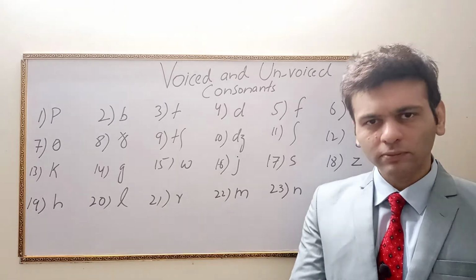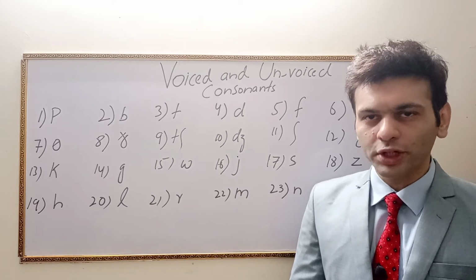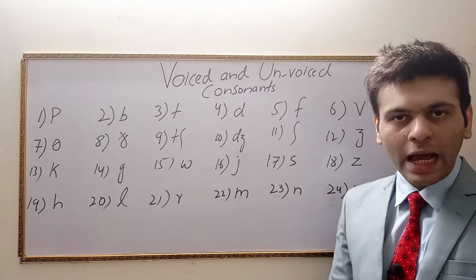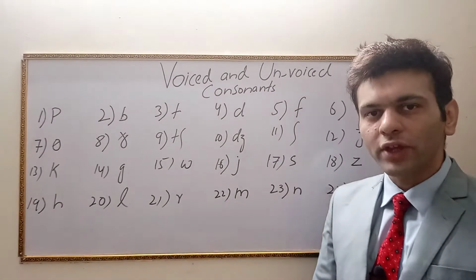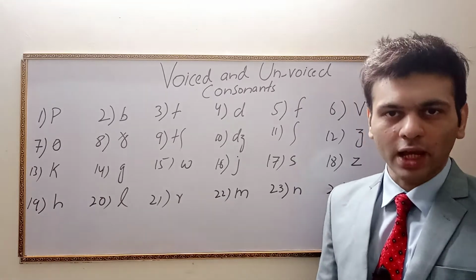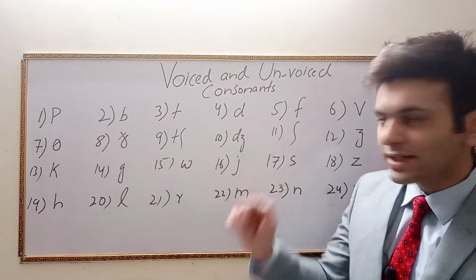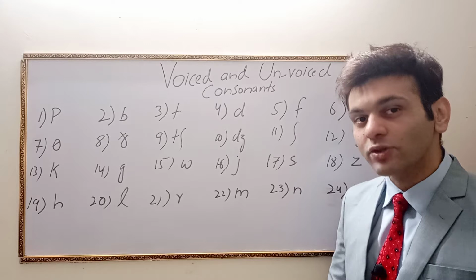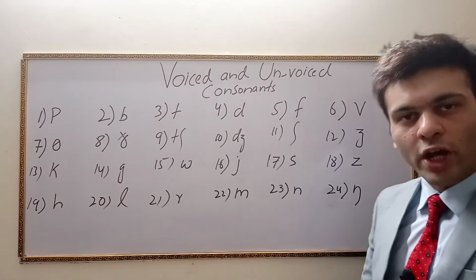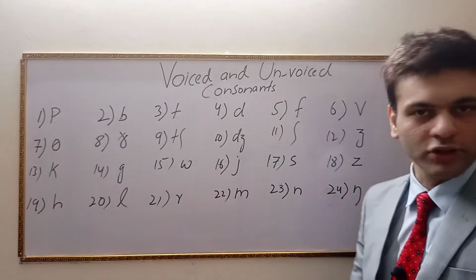In the first session, when I was trying to elaborate the concept of consonant sounds, I told you that consonants are 24 in number, and we would also venture on the features of consonant sounds. Then we will move towards the vowel sounds. But first, I'm going to revolve my discussion around the consonant sounds and their respective features. The topic that I'm going to elaborate today is voiced and unvoiced consonants.